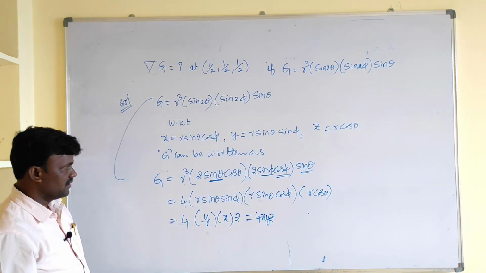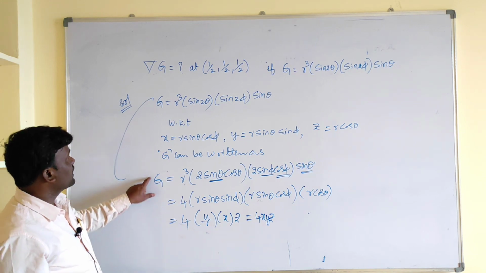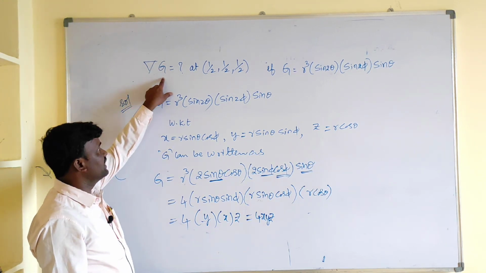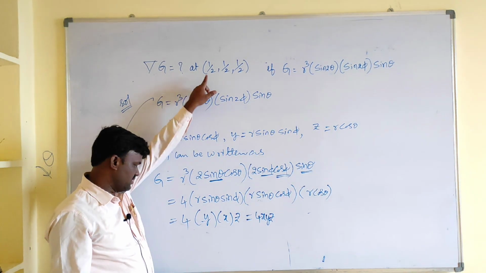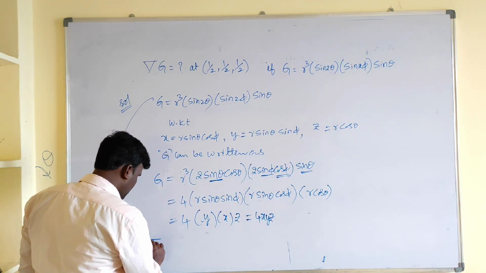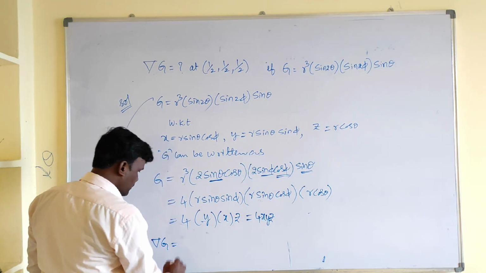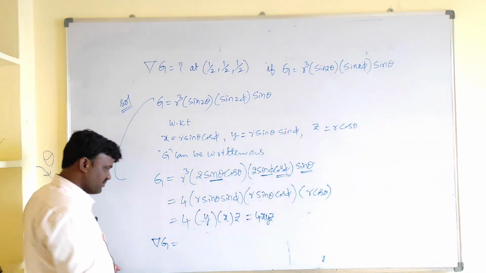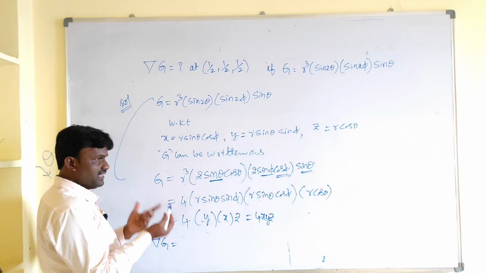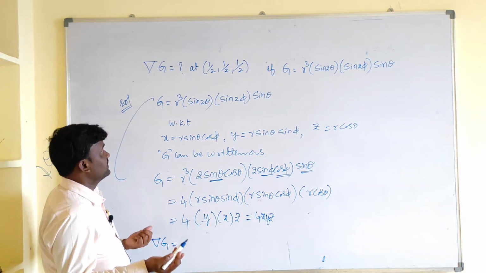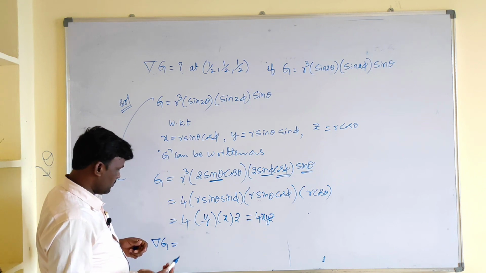They asked what? Determine del g, that means the gradient of g at this point. Now write the gradient formula, that is del g. In Cartesian it is very easy. For the x, x. For the y, y. For the z, z. Not like that. We have to go for what?